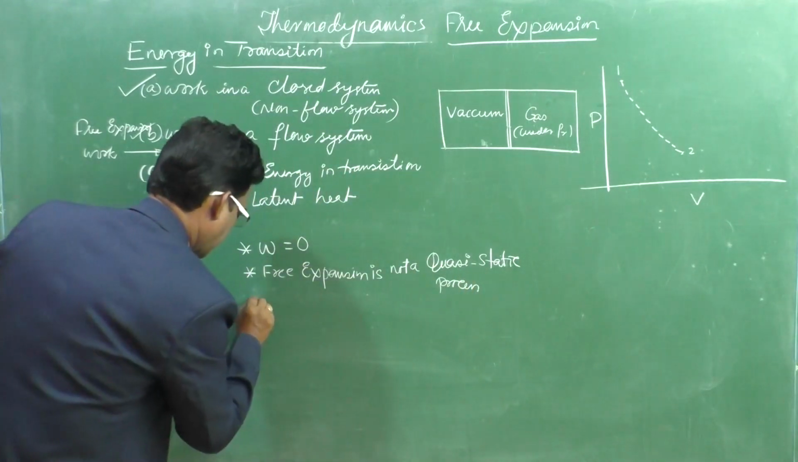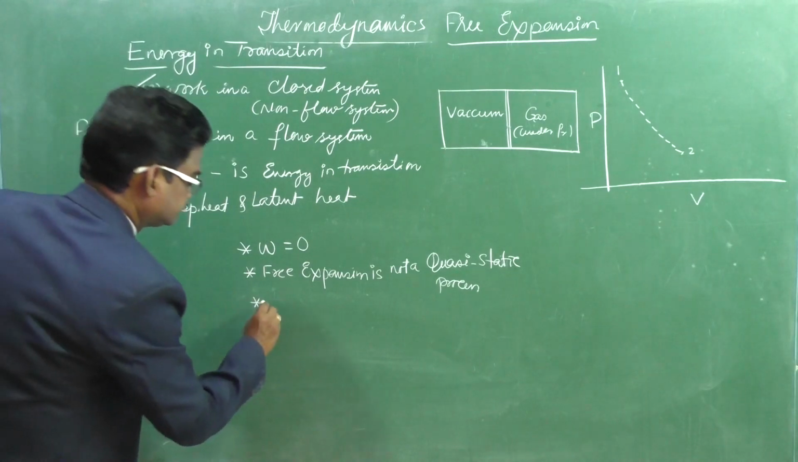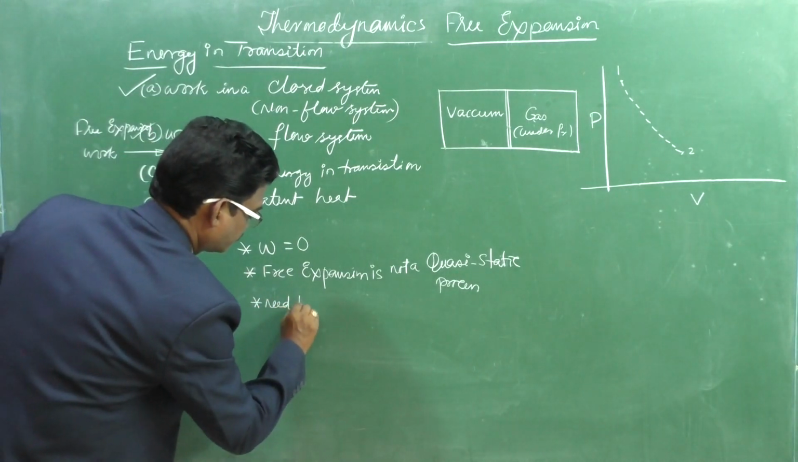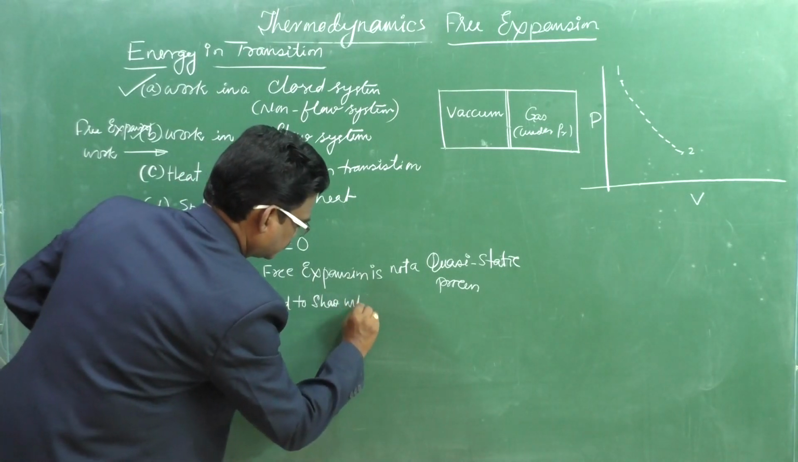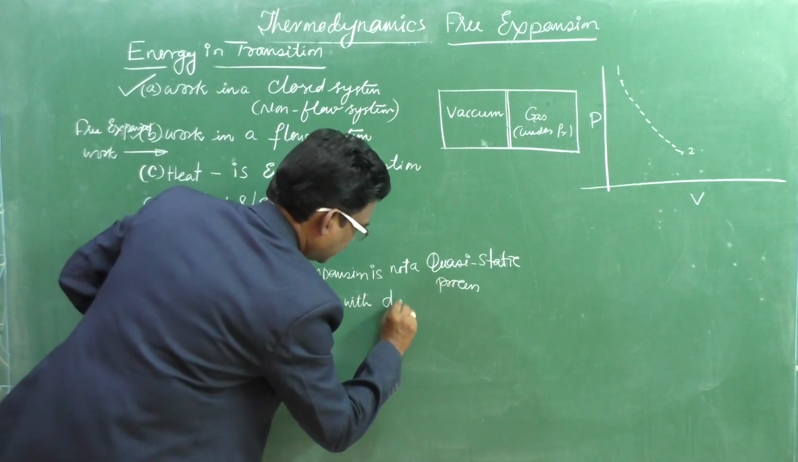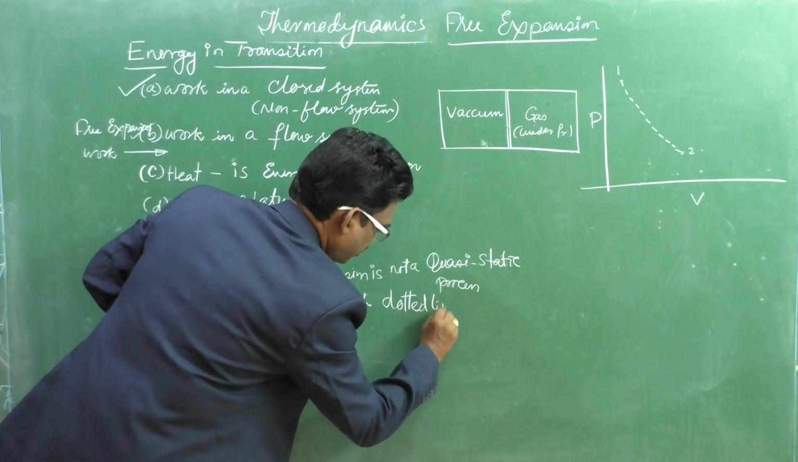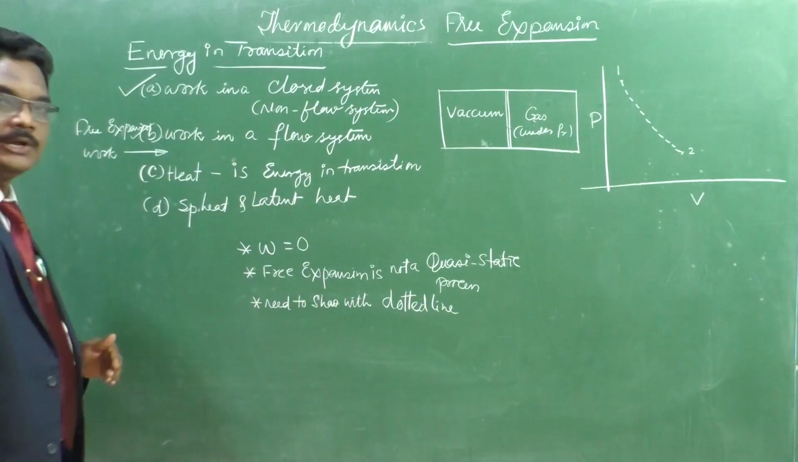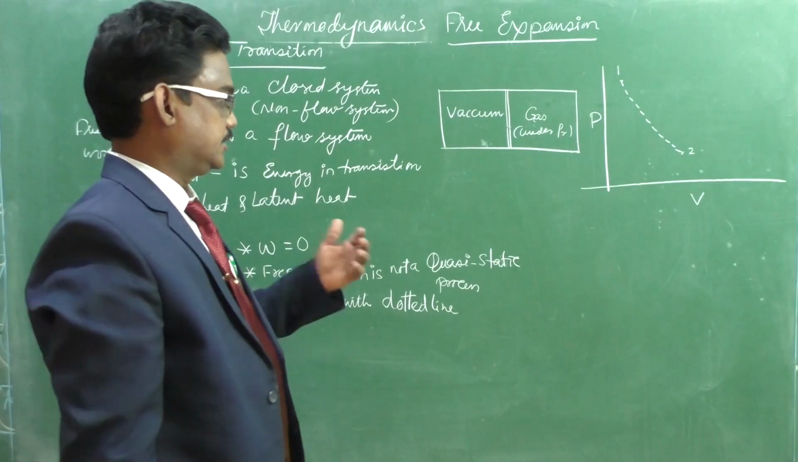Right. And another one, it needs to be shown with dotted lines. We need to show it with dotted lines. Right. Now we go for the other one.